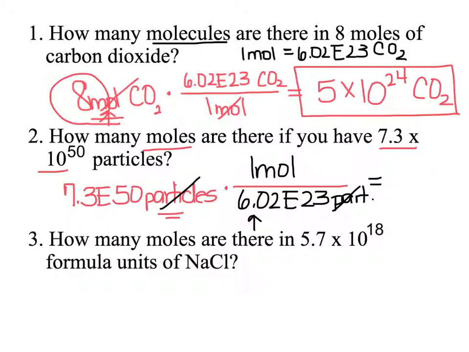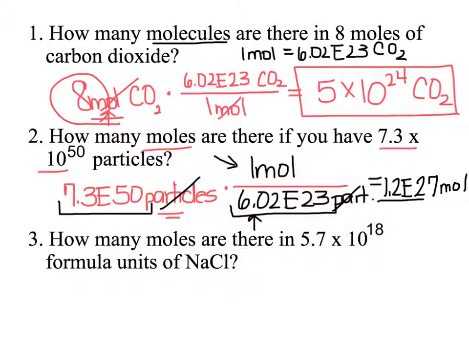So we're going to put in our calculator 7.3 times 10 to the 50th. Then we're going to divide it by 6.02 times 10 to the 23rd. Always, if something's on the top, you're going to multiply, and if it's on the bottom, you're going to divide. And this time we get 1.2 times 10 to the 27th, and in this case moles. That's what we were converting to.